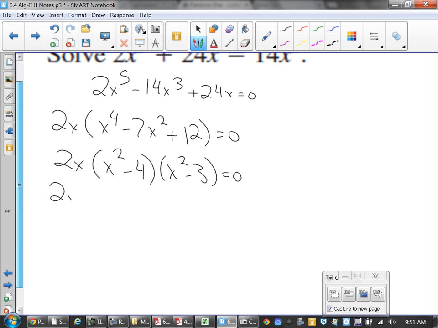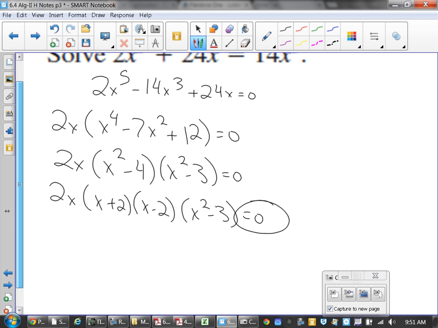Which means I can go further. 2x would be x plus 2, x minus 2, x squared minus 3. Now, you guys probably didn't do that step. In all honesty, you don't need to because of that. If it was just factor completely, you have to factor completely. You can't leave it as x squared minus 4 because you can go further. But since this is equal to 0, it's not the end all be all.